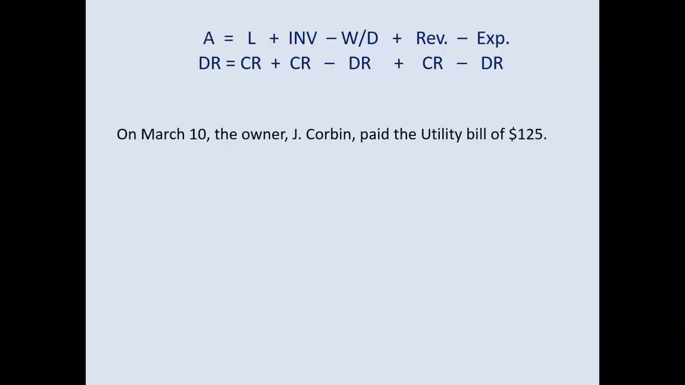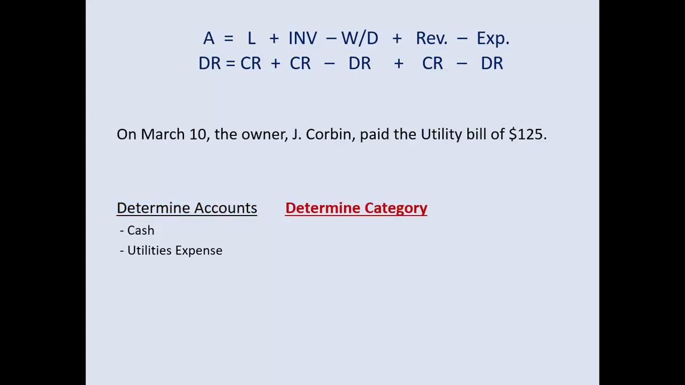Now on March 10, the owner, Jay Corbin, paid the utility bill for $125. So first determine the accounts. You paid it, cash, and it's utility expense. It's the utility bill. What is the category? It's an asset and it's an expense. Is it going up or down? Well, this time cash is going down because you're paying a bill, but the expense is going up. So how do we do this? Debit or credit?